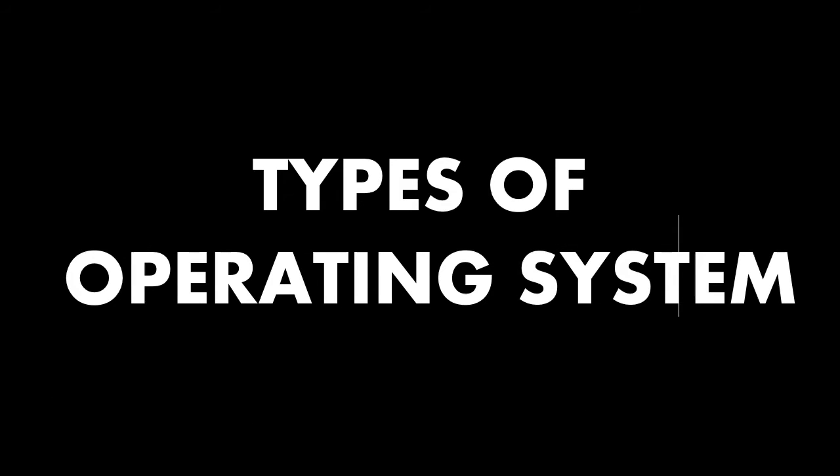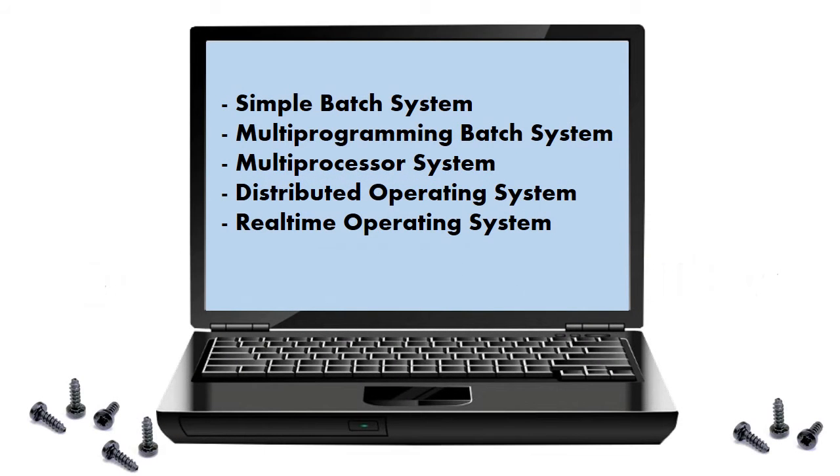Types of operating system. These are some of the most widely used types of operating system: simple batch system, multi-programming batch system, multiprocessor system, distributed operating system and real-time operating system.